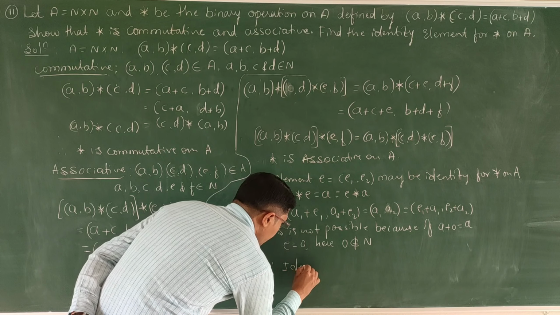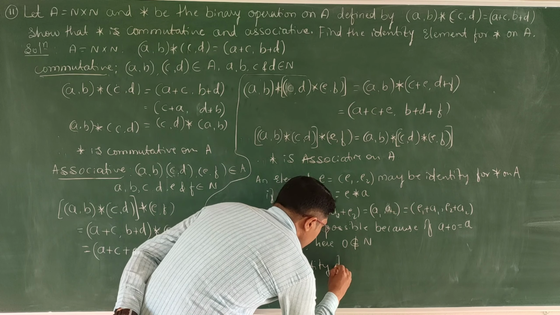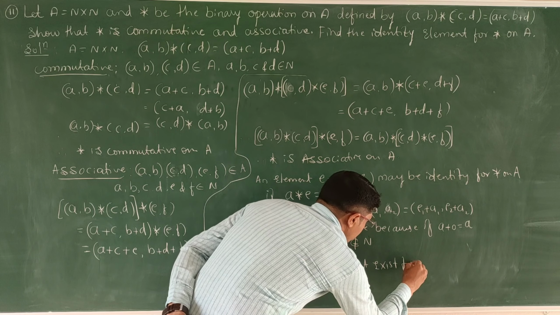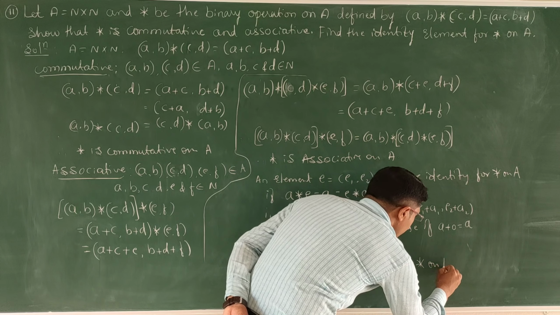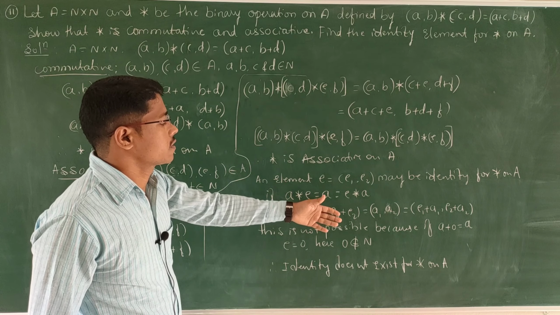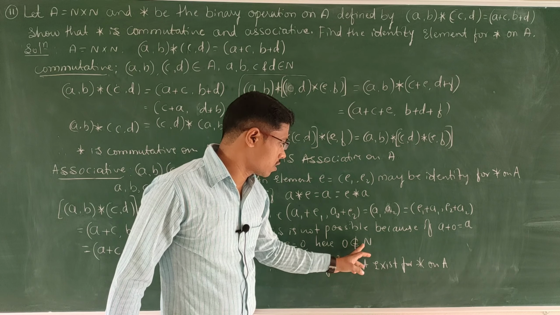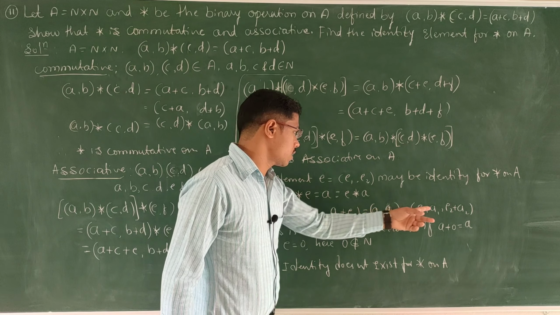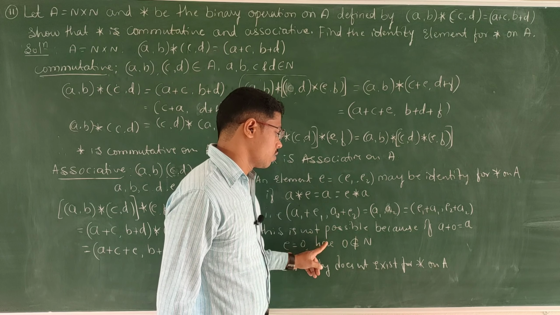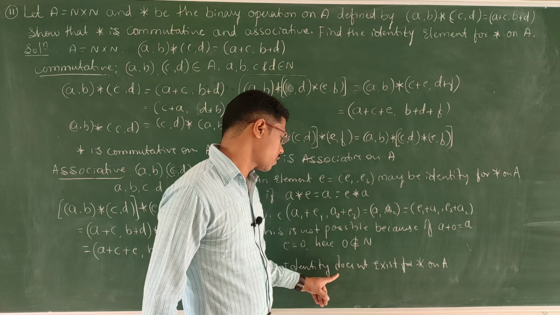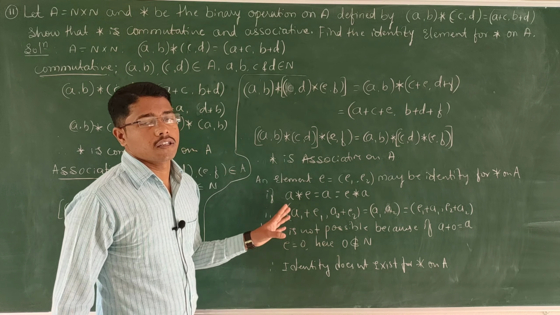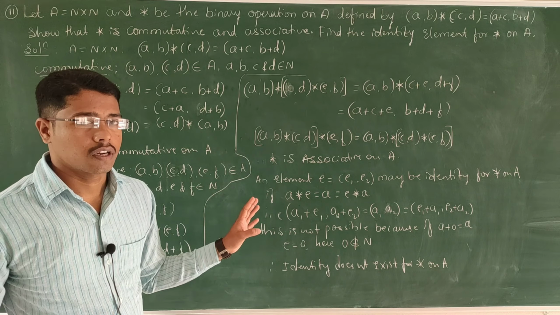Therefore identity doesn't exist for star on the set of Cartesian product N cross N, on set A, because 0 doesn't belong to N. To hold this, we would need e1 and e2 equal to 0, but 0 doesn't belong to the set of natural numbers. Therefore identity doesn't exist for star on the set of natural number Cartesian product N cross N, or set A.